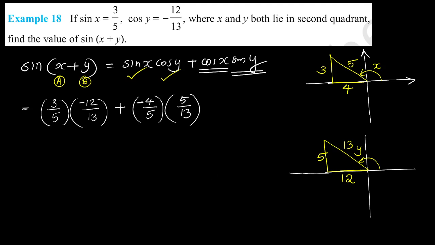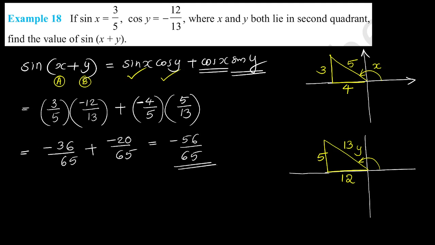So simplification. 3 into minus 12 minus 56. Sorry, minus 36. I don't want to spend more time on calculation. 5 into 13, 65. Here minus 20 by 65. Adding, minus 56 by 65 is the answer. Okay. So all of you please write the solution.